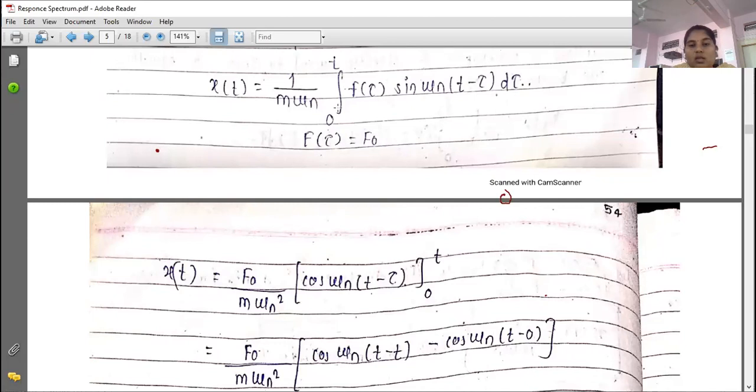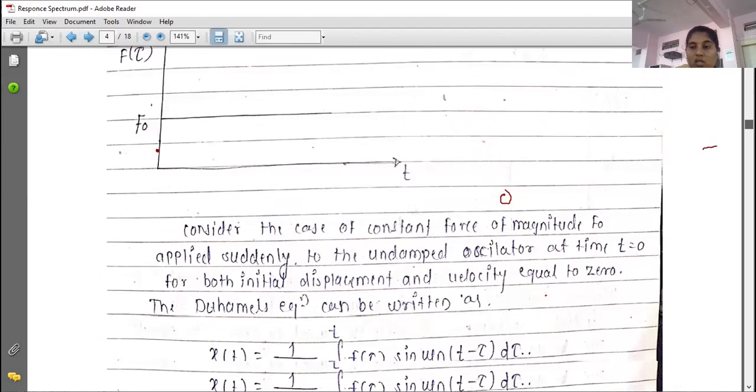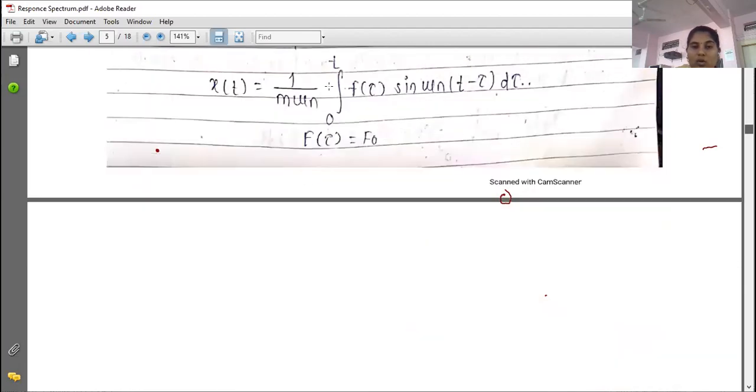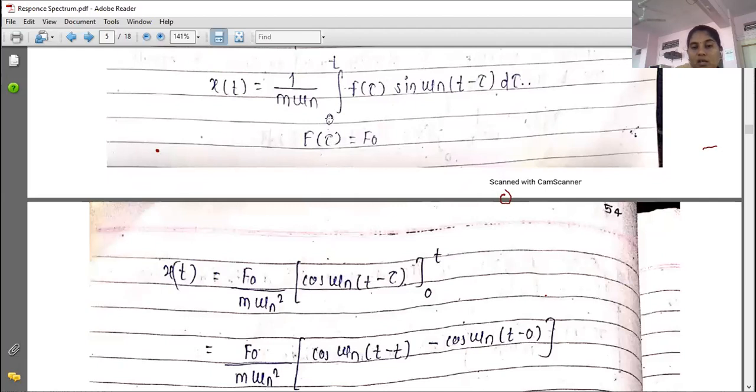So now we have to solve this integration, because the x and v terms become 0. That's why the third term is remaining. Time changes from 0 to t, 1 upon m omega n, f of tau into sine of omega n into (t minus tau), with respect to d tau. We have to calculate this integral. So f naught upon m omega n, because f of tau at time t is equal to 0 will become f naught, into the integration of sine.